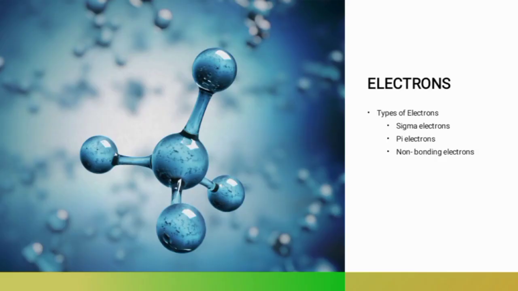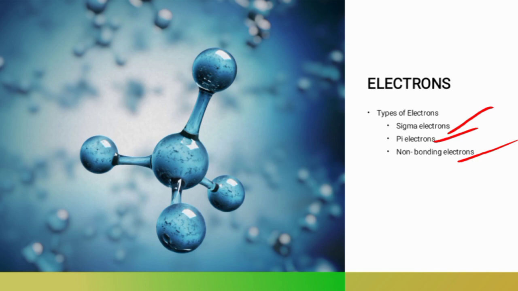Next one is the electrons. Three types of electrons are involved in absorption of energy in the ultraviolet or visible region: sigma electrons, pi electrons and non-bonding electrons.